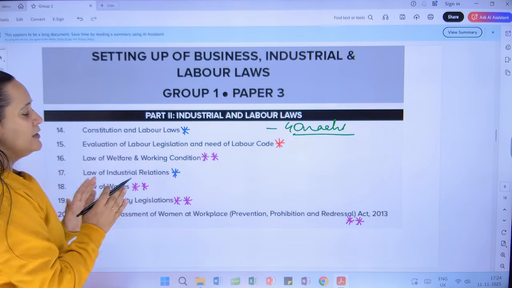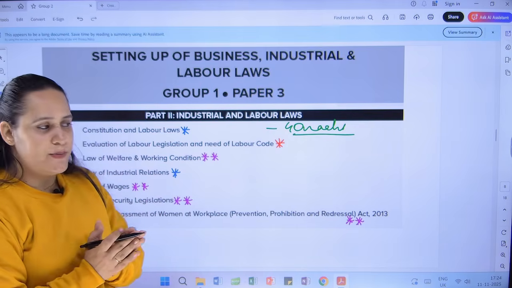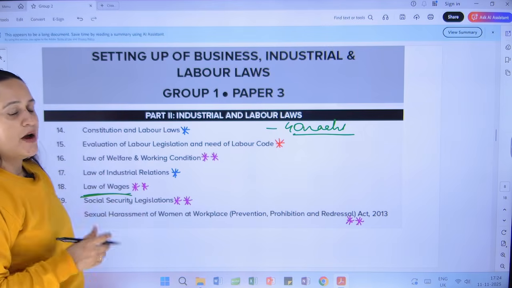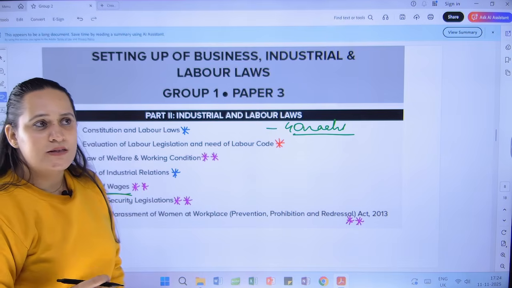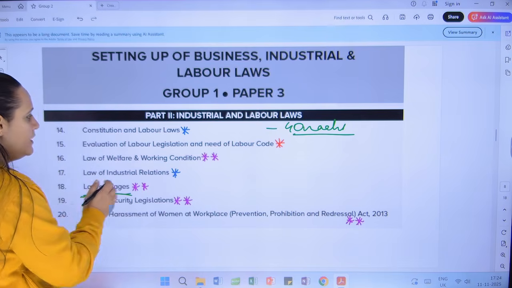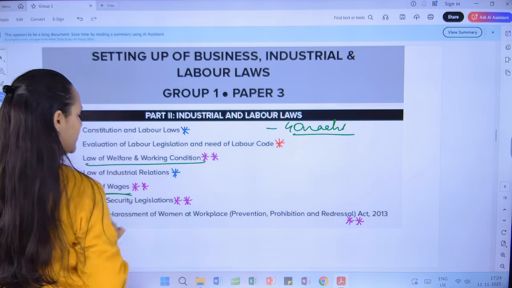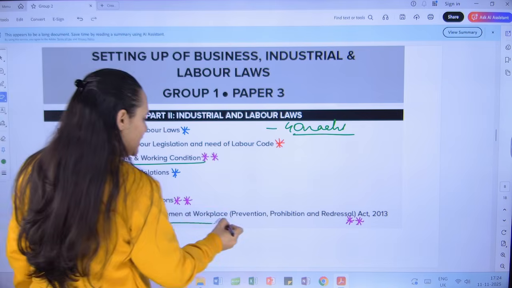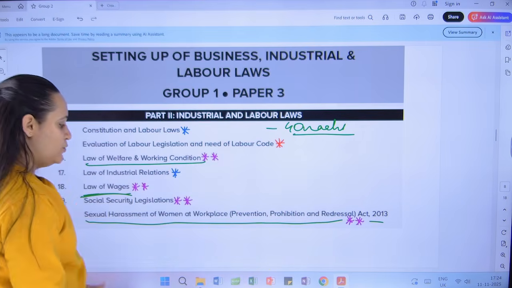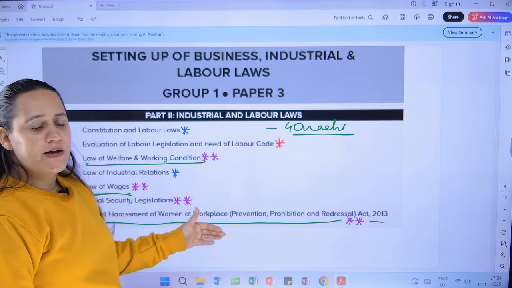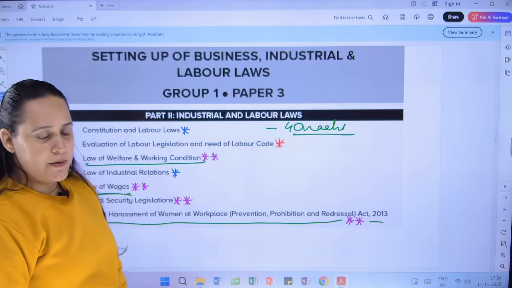Under part B of the syllabus, what is the important aspect that you should focus on? Most important being the law relating to wages. 100% they are going to ask close to 15 marks from this particular chapter. Then you have the chapter on welfare and working conditions, and the Sexual Harassment of Women at Workplace Prevention, Prohibition and Redressal Act. Very, very important. Definitely there are going to be questions from this particular chapter as well.